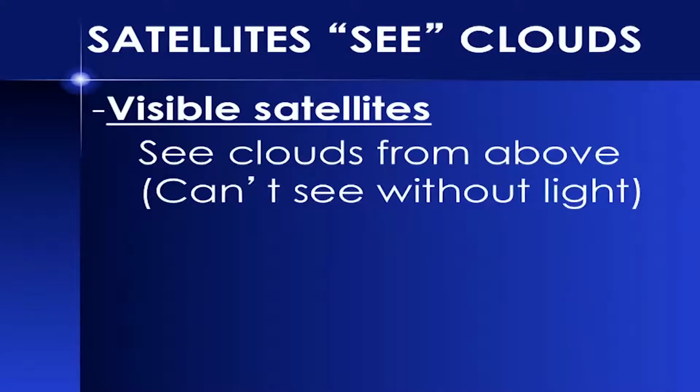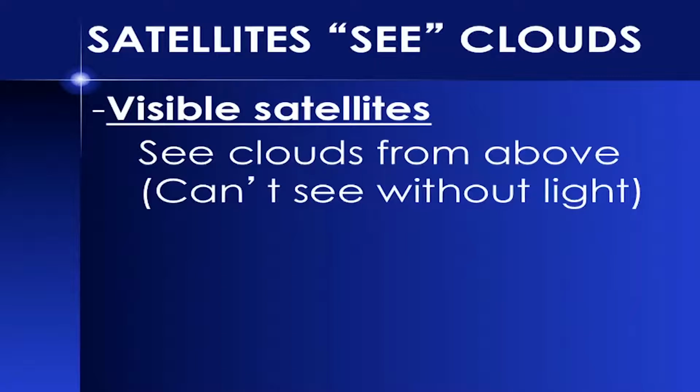Well, last lesson we talked about clouds, and it's real easy to see clouds if we have a robot up in space that can take a picture. And we have two types of satellites that can observe clouds for us. First, the simplest are the visible satellites, which can simply just see the clouds from above.